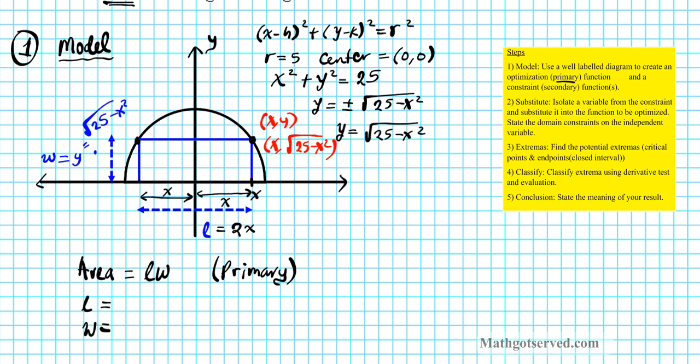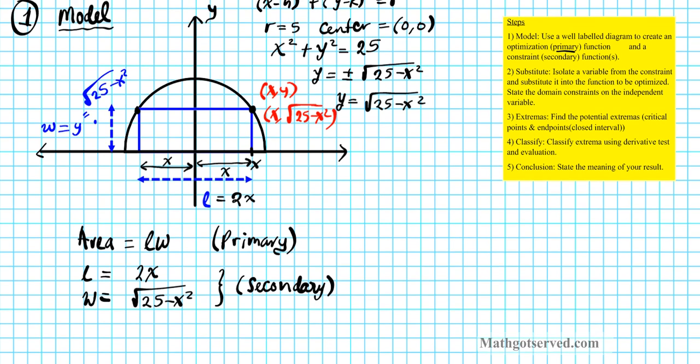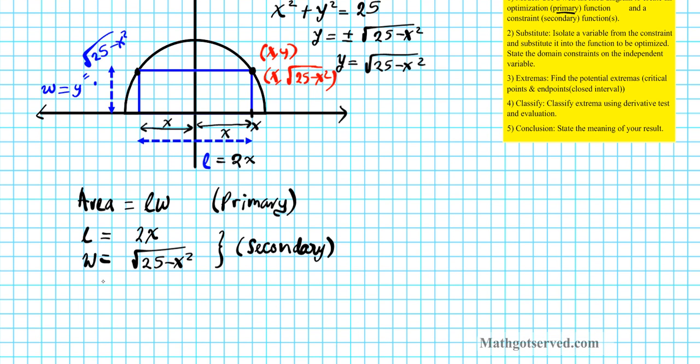All right, so the length is 2x. From here to here is x, so you double that, 2x. And then the width is the y-coordinate, which is the square root of 25 minus x squared. So these two together are our secondary or constraint functions. All right, now we're done with part 1. Now let's shift our attention to part 2. For part 2, that's where we're going to make a substitution.